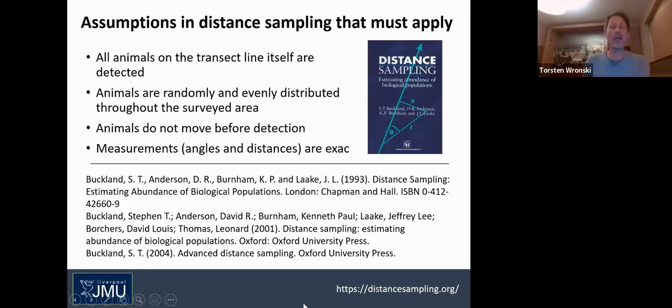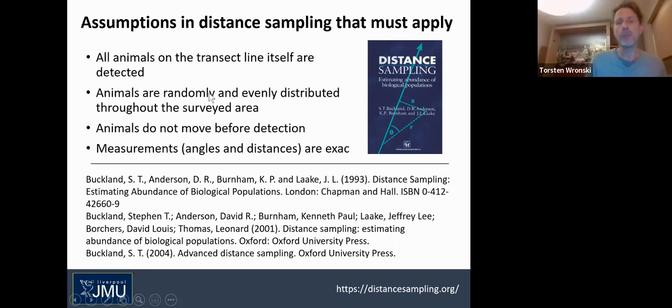However, some assumptions need to be applied when we employ distance sampling. All animals which are on the transect line, so at 0 distance from the transect line, must be detected. It must be ensured that all animals standing on the road have been detected or were seen.